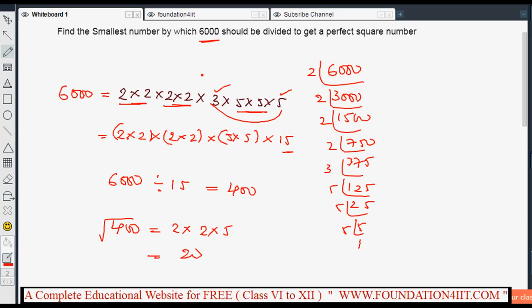So this is the way we can solve. At the same time, whatever you should multiply or divide: multiply means the extra factor which is required, and division also, that which is extra, but that same number only you have to divide, apart from the pairs of equal factors.